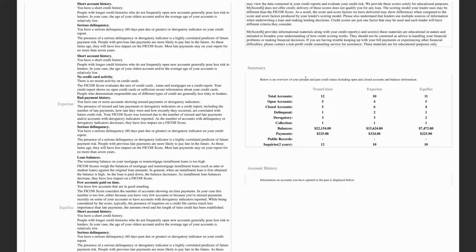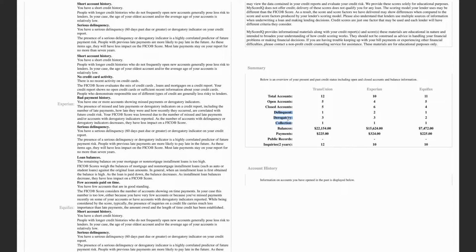And then your summary. It's an overview of present and past credit status, including open and closed accounts and balance information. Right here, you can see your total accounts, total open accounts, closed accounts, delinquent accounts, derogatory accounts, collections, balances, payments, and inquiries. I would say with this one, you always focus on these.